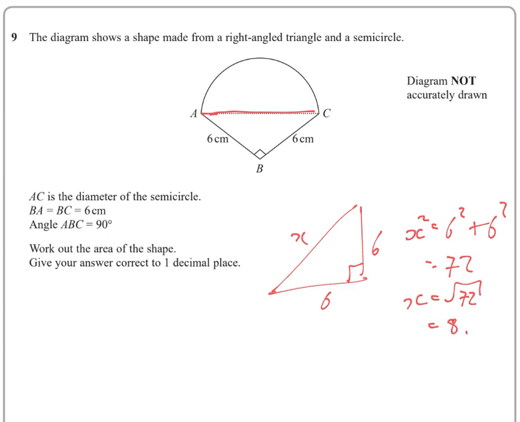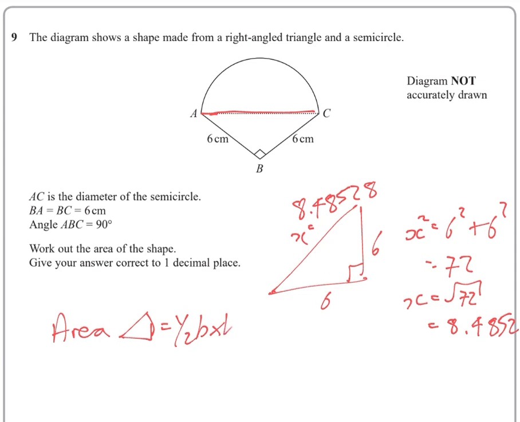8 point, I'm going to go really accurate, 8.48528. So that's what this is, 8.48528. Now, how do you work out the area of this triangle? So the area of the triangle equals half base times height, which is half 6 times 6, which is 18.